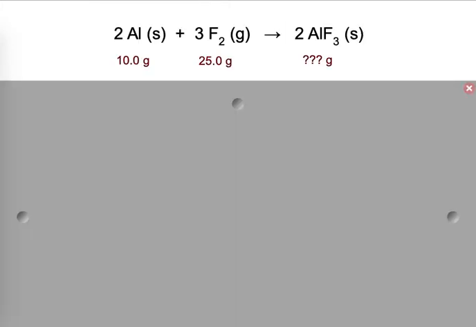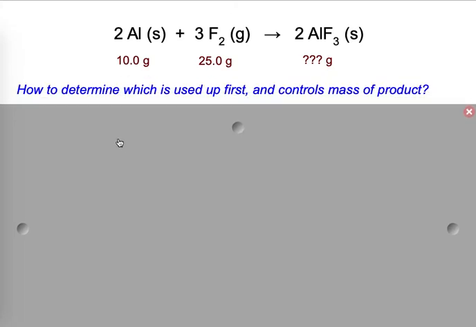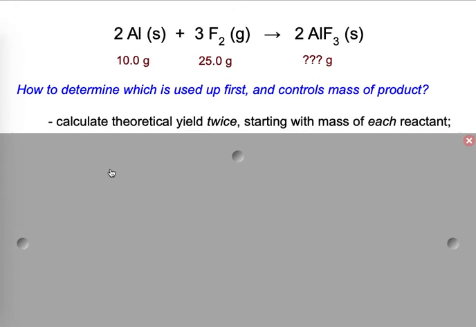So now, here's the problem. I start out with 10 grams of aluminum and 25 grams of fluorine, and I want to know how many grams of aluminum fluoride will be produced. So how do I figure out which of the 2 reactants gets used up first, and therefore controls the mass of product I expect, i.e. the theoretical yield? Well, there are a number of different ways of solving this problem. For simplicity, I'm going to teach you one method, which I think is the most straightforward, and that is calculate the theoretical yield twice, starting with the mass of each reactant.